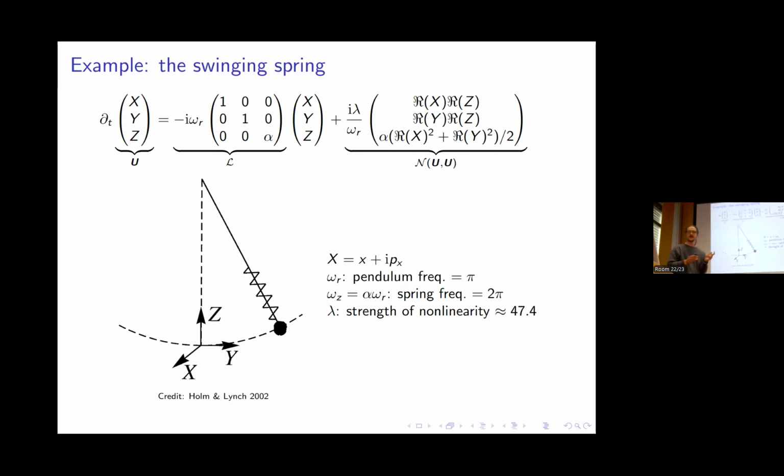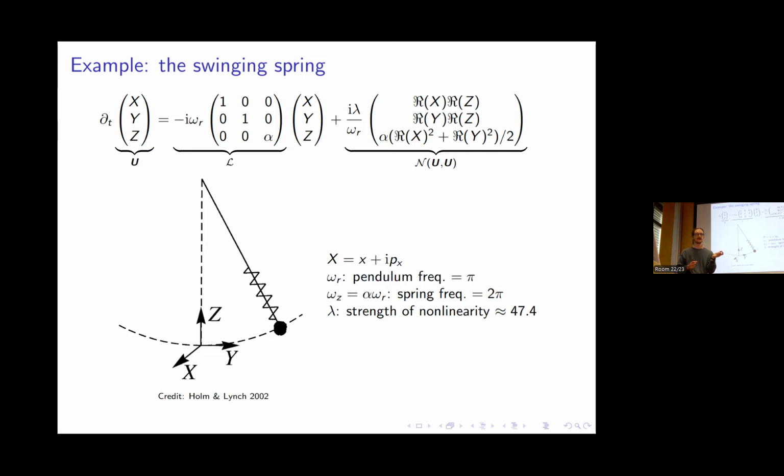I've skipped a few equations here to put it into the form of the equations that I was showing you before. But X here is a complex variable that is equal to the displacement of the center of mass of this pendulum bob plus an imaginary part, which is the momentum of the pendulum bob. So your system variables consists of the displacement and the momentum of the pendulum.